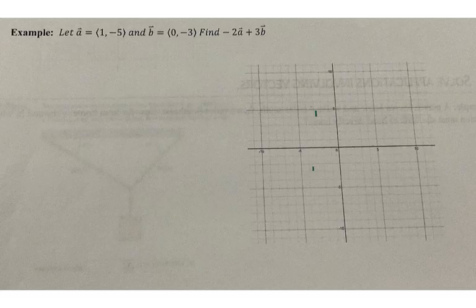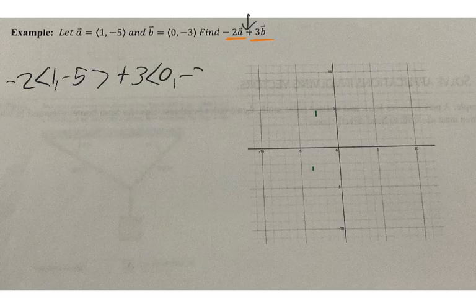Looking here, I'm given two vectors, A and B. I'm going to do scalar multiplication, and then I'm going to do vector addition at the end. So the order of operations still holds. I have to do the scalar multiplication first, and then do the vector addition second. So let's do this algebraically first before we do it on a graph. So if I did -2 times 1, -5, plus 3 times b, which is 0, -3, this is going to be -2, 10, plus 0, -9.